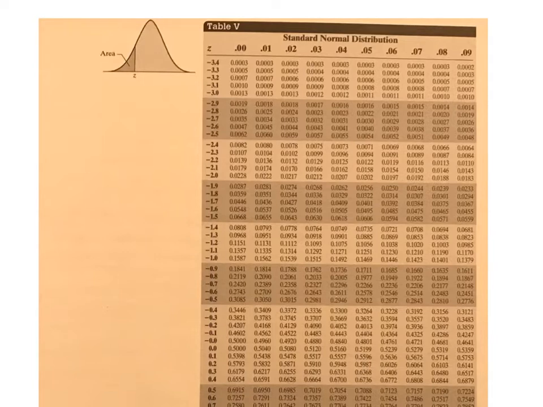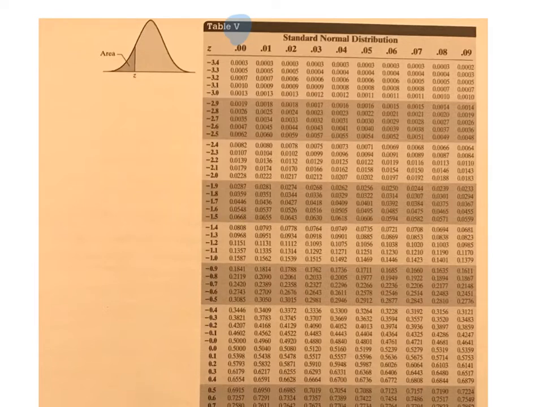It is table number, where's my highlighter? Table number 5. Yellow doesn't show up. Let's go blue. Table number 5. There it is right there. And it is the standard normal distribution table right there. Okay? All right, and there's a ton of numbers when you look at it. But what I want to first focus on is up here. What this table gives you is the area underneath our normal curve, our bell curve, to the left of some z-score.